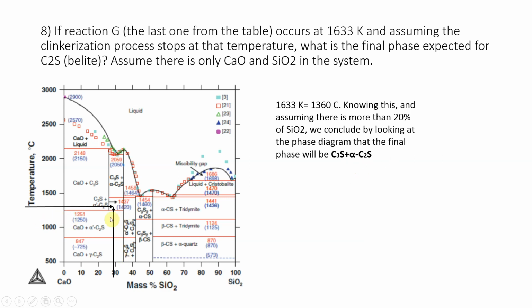Now, to prove that, our 1360 C should be around here, is the half, so around here should be good enough, a little bit more on top. And since it's more than 20%, we could assume that it's just around this as well. Once the two arrows converge, we get precisely C3S plus alpha-C2S. That's this little square right here. That's simple.